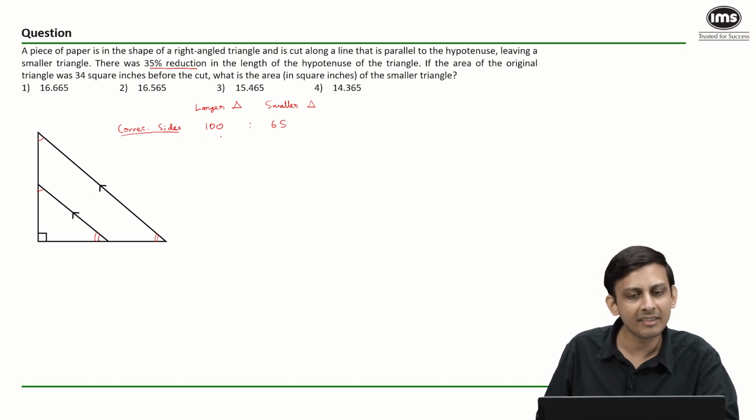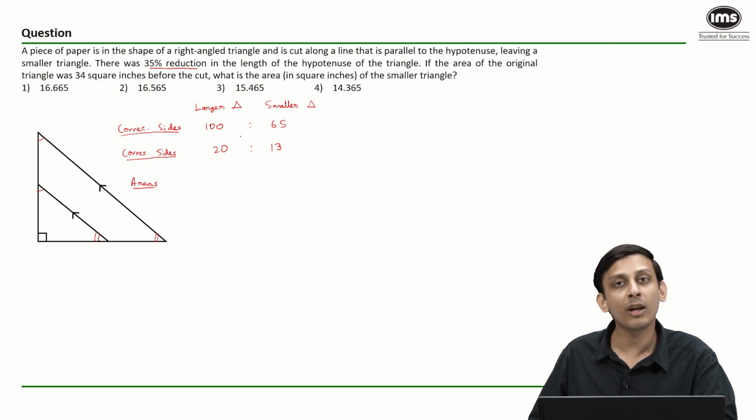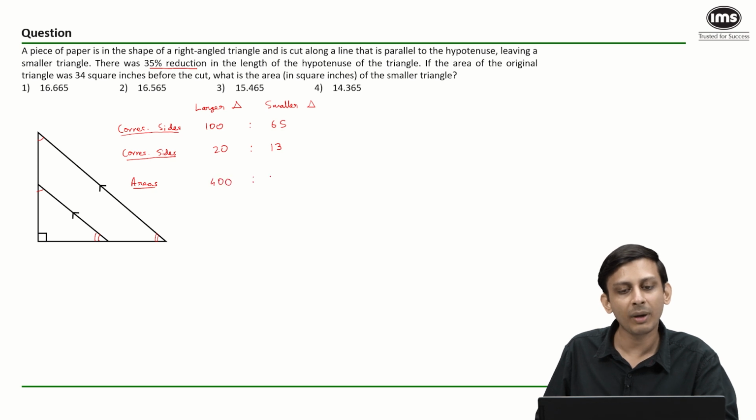Now, if we simplify this, we are still looking at the corresponding sides. So if we simplify this by dividing by 5, we will get 20:13. And therefore, what will be the ratio of the areas of these two triangles? The ratio of areas will be the square of the ratio of corresponding sides. 20 square is 400. 13 square is 169. Now, this is a comparison of the areas. So let us take this area to be 400x. Let us take this area to be 169x.